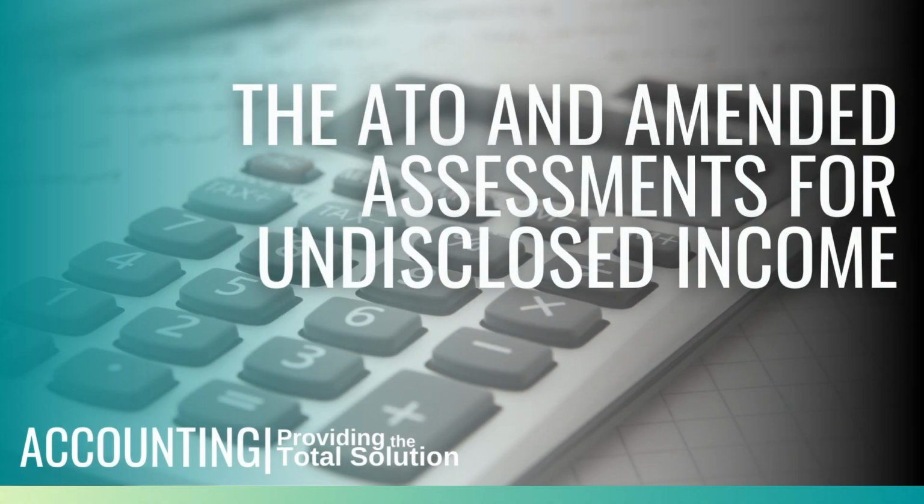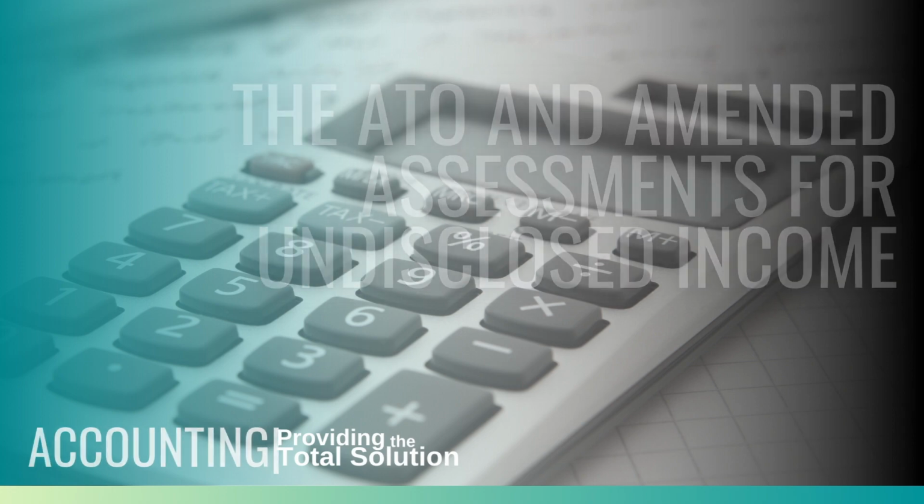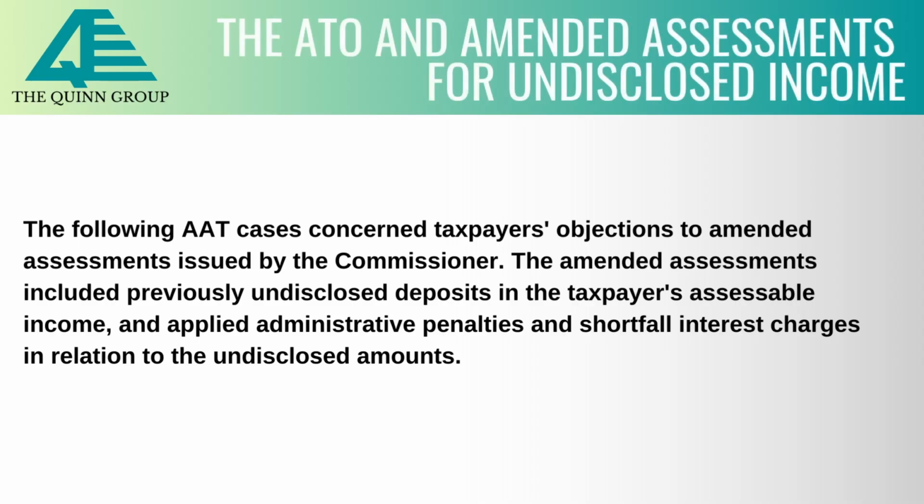Today, we'll be discussing the following topic: the ATO and amended assessments for undisclosed income. The following AAT cases concern taxpayers' objections to amended assessments issued by the Commissioner. The amended assessments included previously undisclosed deposits in the taxpayer's assessable income and applied administrative penalties and shortfall interest charges in relation to the undisclosed amounts.